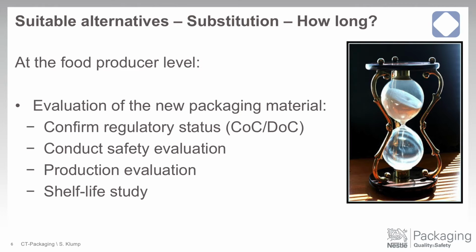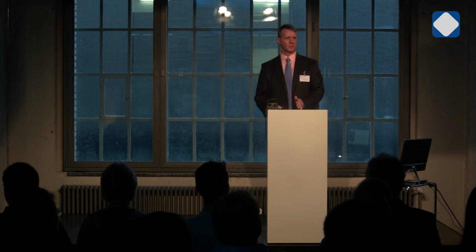So, at the food producer level, you have a new packaging material coming in with a new substance. Okay, we need to confirm regulatory status. Let's look at the COC, the DOC. Let's make sure that's aligned. We have to do a safety evaluation. So then you're talking analytical testing. We have to do a production evaluation. This is where you actually see if you can fill it on the production line. Are you going to need new equipment because it's got a different friction coefficient? Or things get gummed up if it runs too fast, so you're going to have to run slower?